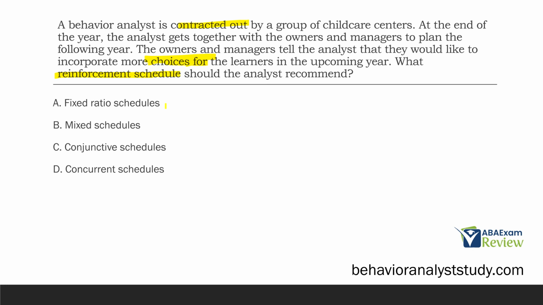A conjunctive schedule, you've got two or more schedules, an interval schedule and a ratio schedule running at the same time, where you have to complete both schedules to get reinforcement. Again, not choosing. Concurrent schedules, however, have to do with the idea of matching law, where we are going by choice. You have two or more schedules running concurrently at the same time, and the learner can choose their preferred schedule, which makes it choice. And so if you're looking for choice, you are going to likely start by looking at D, a concurrent schedule.